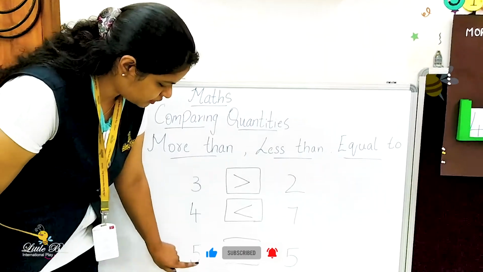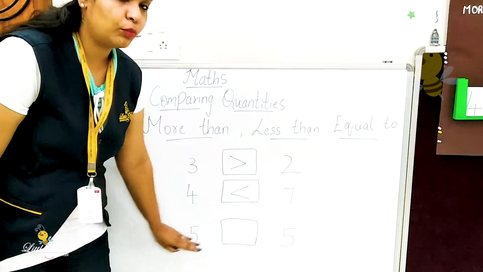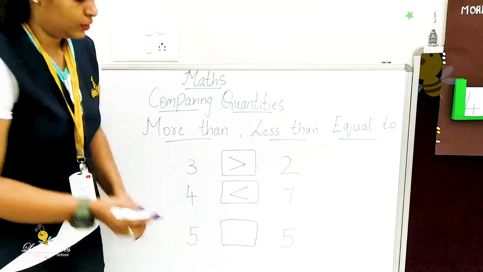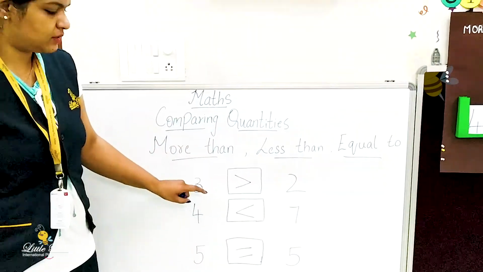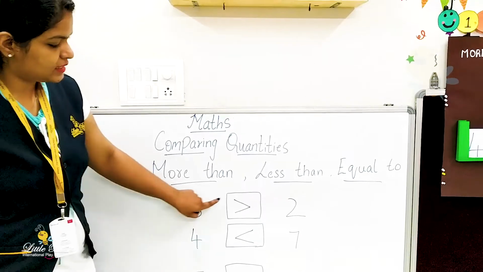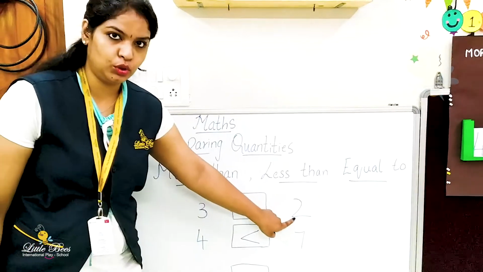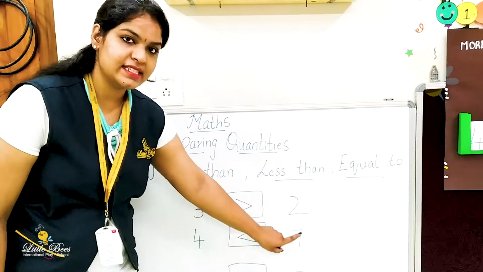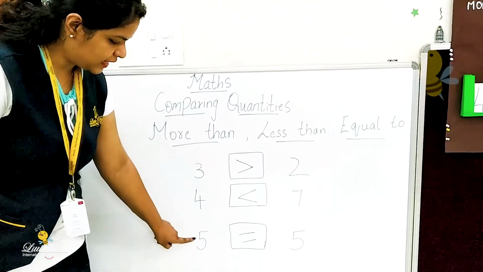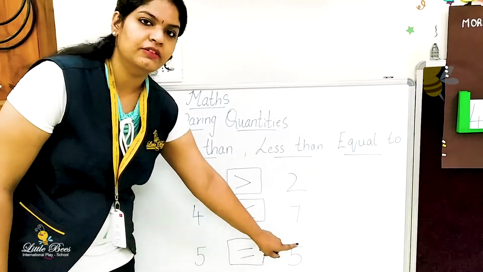Here it is 5 and 5. Both the numbers are same, so we will write equal to. Okay, now you repeat with me. 3 is more than 2. 4 is less than 7. 5 is equal to 5.